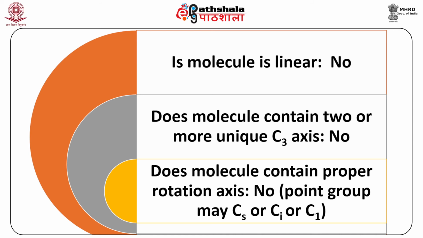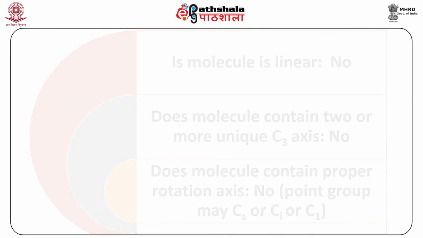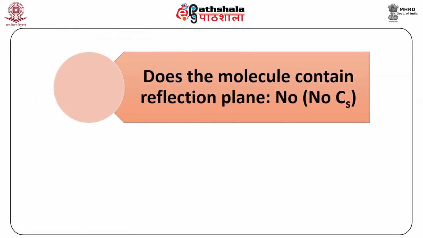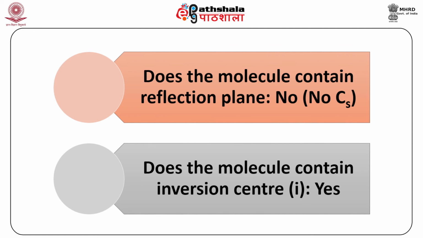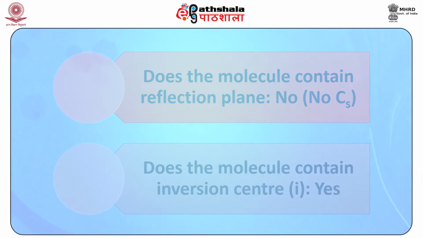So, no, it does not contain any proper rotation axis, because rotation by any angle will not give you the same molecule, since it is dibromo and dichloro substituted. Does the molecule contain a reflection center? No, it does not, neither horizontal nor vertical. Does the molecule contain an inversion center? Obviously, it does. When you invert the molecule, you will get the same molecule, indistinguishable.